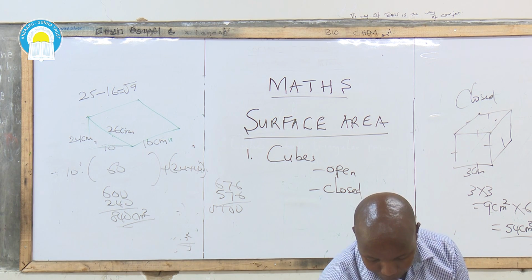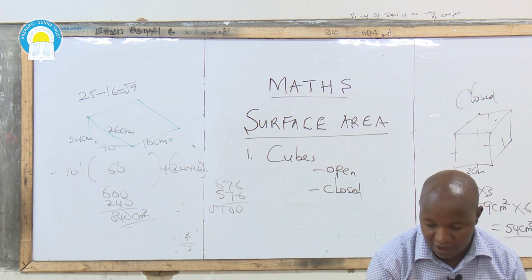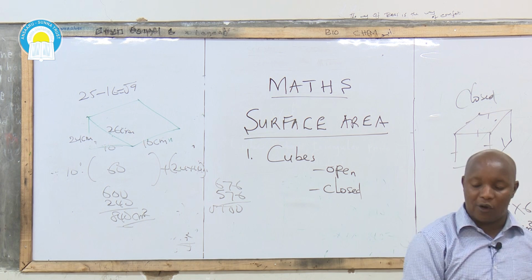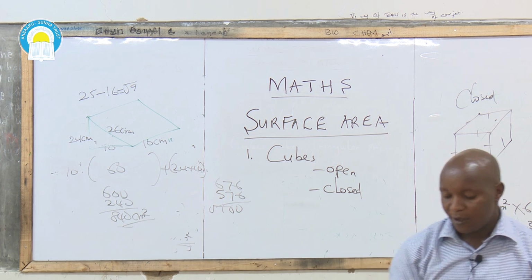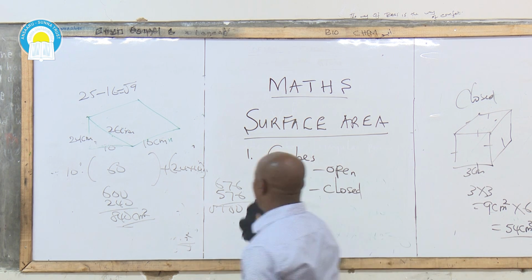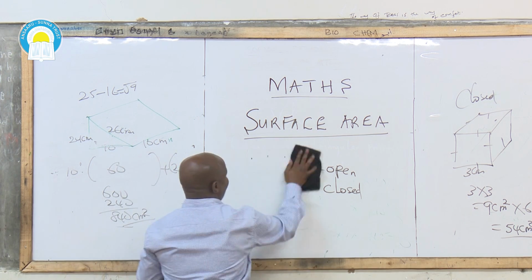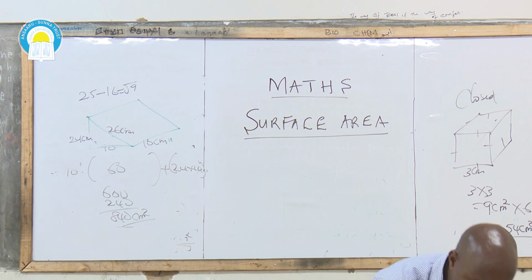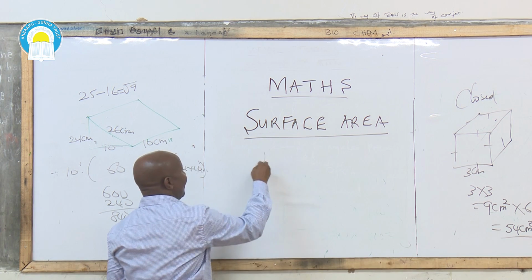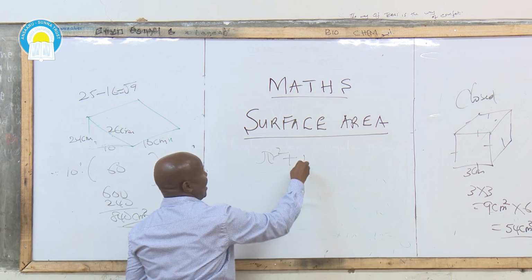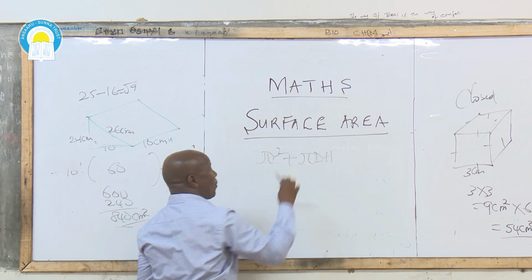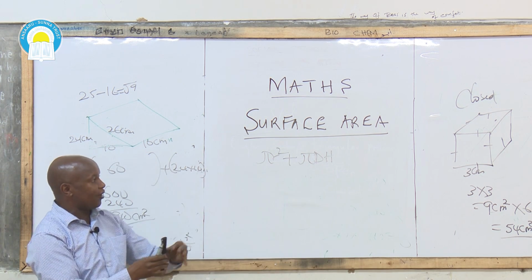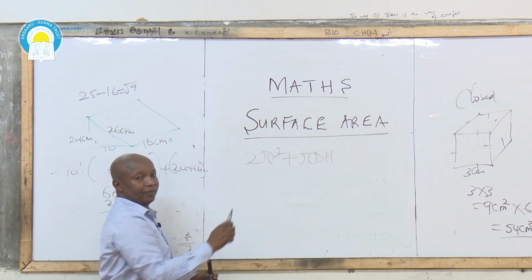The last part now is surface area of both open and closed cylinders. Very fast. We have done this one before in class 7, so I will just be very fast. If the cylinder is open, the formula will remain the same. That's just πr squared plus πdh. If it is open, just master this. And if it's closed, you only add 2 here.